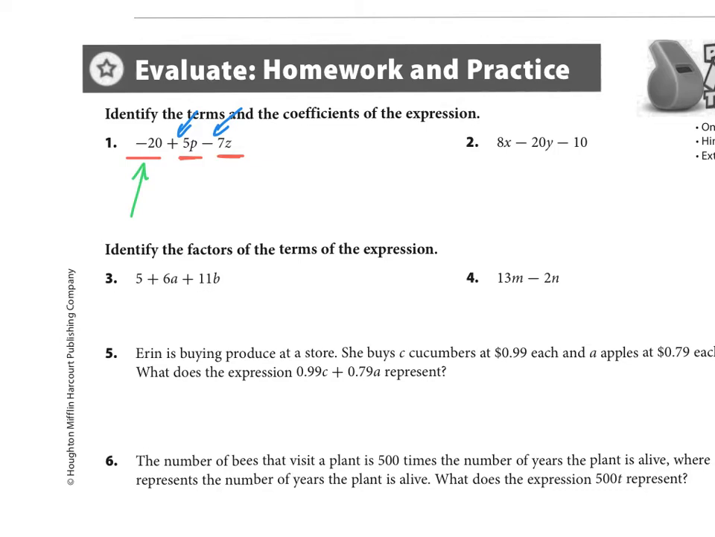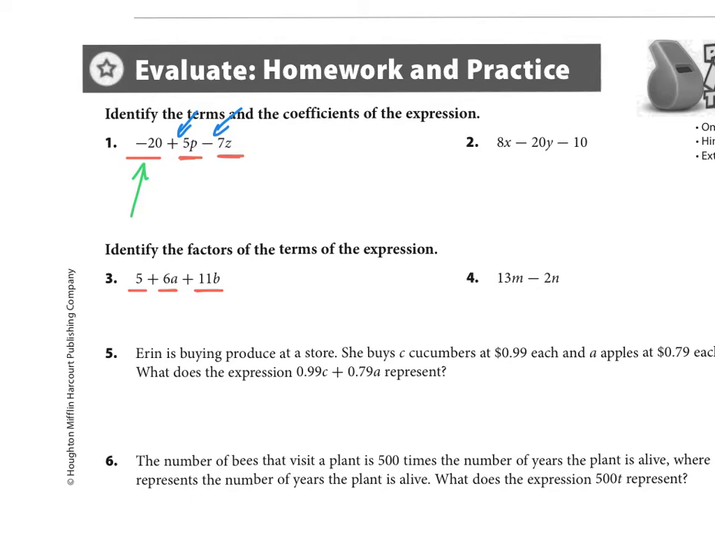It says identify the factors of the terms of the expression. Okay, so again, this has 3 terms. We have our constant here, 5. We have an algebraic expression or a variable expression, sometimes it's referred to as 6a, and then another algebraic expression here, 11b. So these are all our different terms.